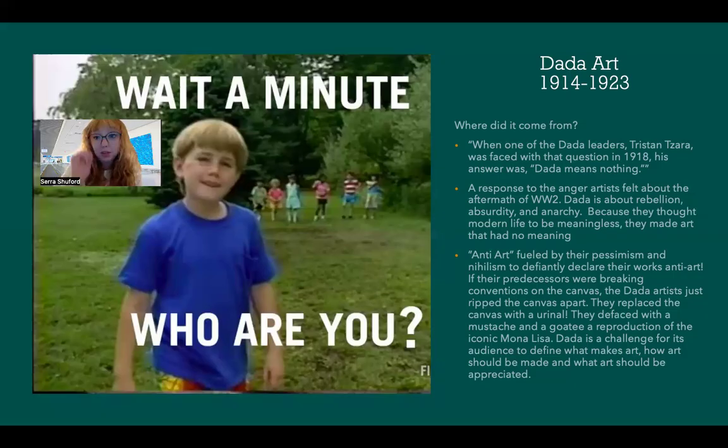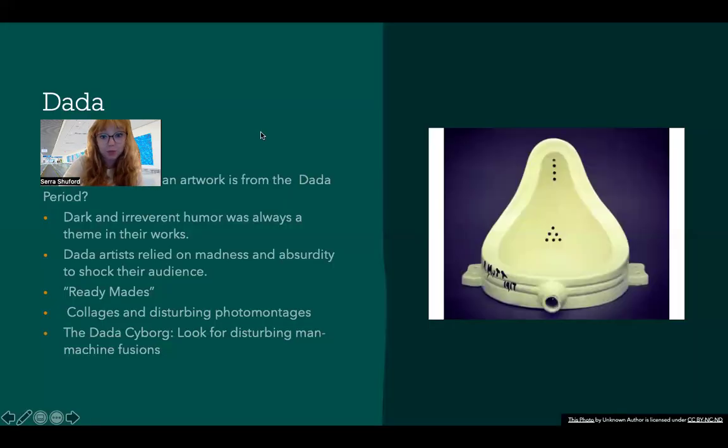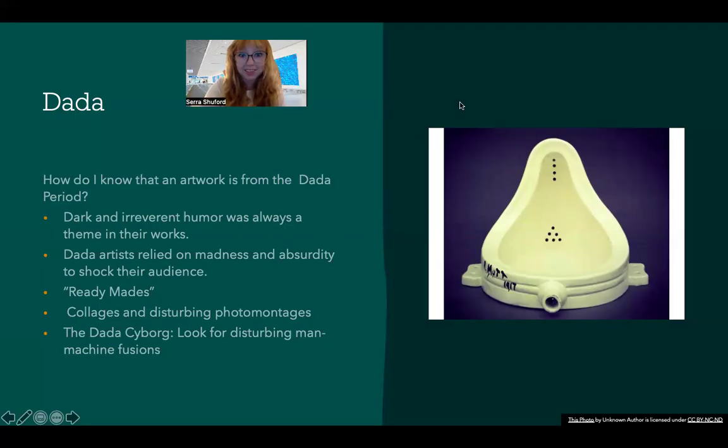So the next piece that we're going to look at is known as a ready-made, this urinal. This is a piece by Marcel Duchamp, who was, and again, these Dada artists were so far rejecting the art world that they didn't even want to be called anything. Marcel Duchamp was a very well-known painter and photographer.